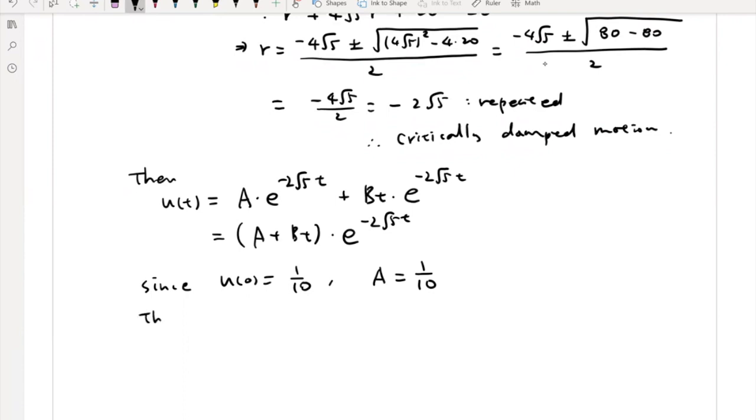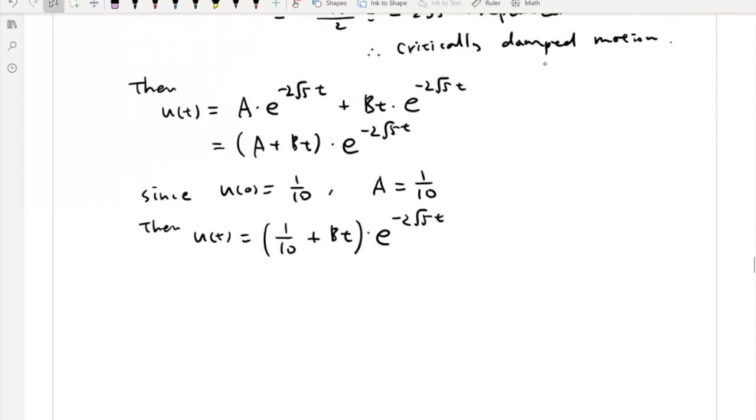Then we can update my u(t) like this way: 1 over 10 plus, we still have to find the coefficient b as well, times e to the minus 2 square root of 5 t, okay? Then to find b, we need to use the second initial condition, which is u prime, right? And to do so, we need u prime, and it must be the product form, right? This part and this one, okay? Let me do the product rule, okay? 1 over 10 prime equals 0, and (bt) prime is b.